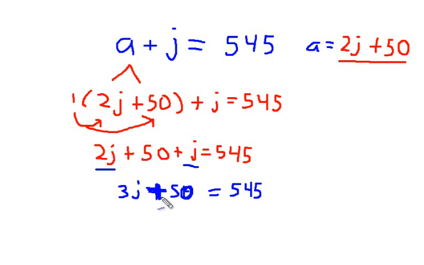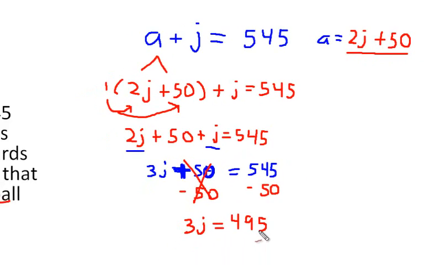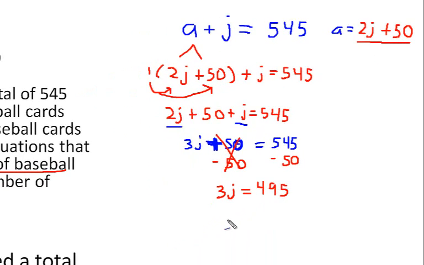Okay, now I need to cancel out this plus 50, and I do that by subtracting 50 from both sides. That's going to cancel this out here. I get left with 3J equals 495. Okay, the last step here is to divide both sides by 3.